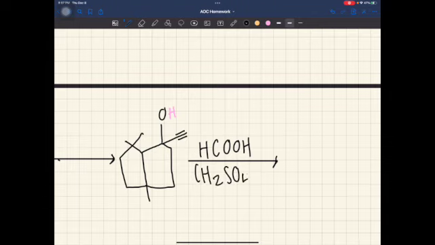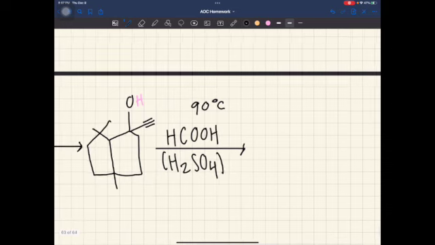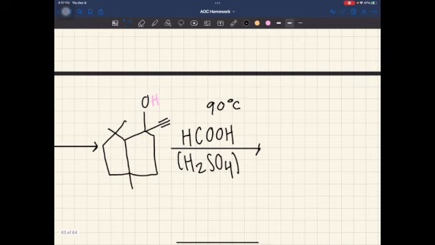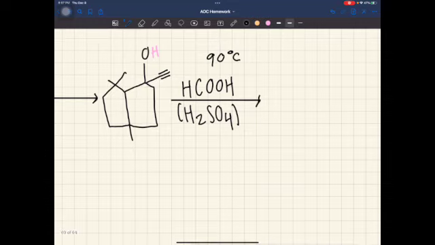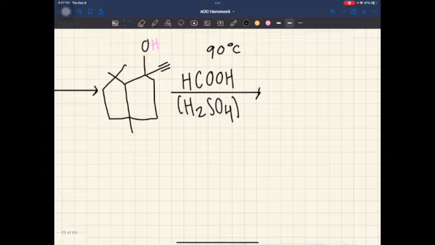They used formic acid containing sulfuric acid, and what they did was put the temperature to 90 degrees Celsius, and what it did was induce a Rupe rearrangement. And basically a Rupe rearrangement, they found that this method was highly effective, and it reacted very smoothly.